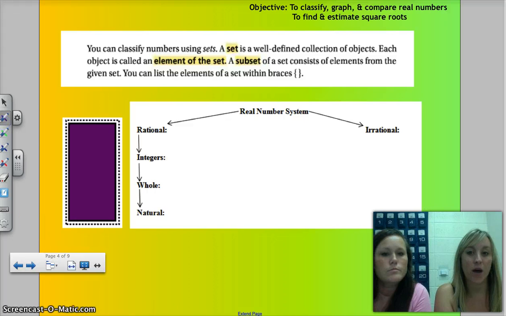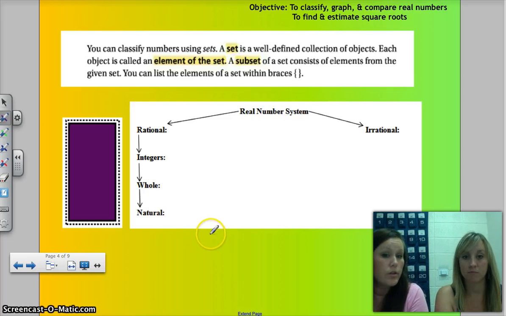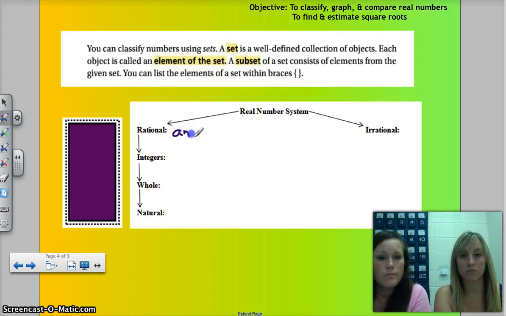So we are talking about sets. A set is a well-defined collection of objects. Each object is called an element of that set. A subset is what falls underneath the main set. We're going to talk about sets of the real number system. The real number system is divided first into rational numbers versus irrational numbers. Rational numbers are any number that can be written as a fraction.